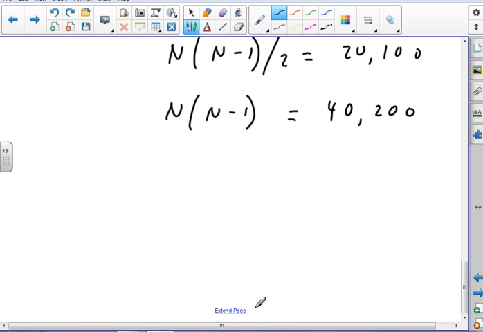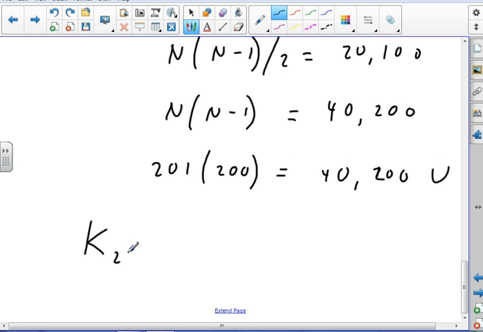Well, if I take the square root of 40,200, I get 200.5. So I bet you if I take 201 times 200, I get that number. And sure enough, I do. Check. So this is K201.